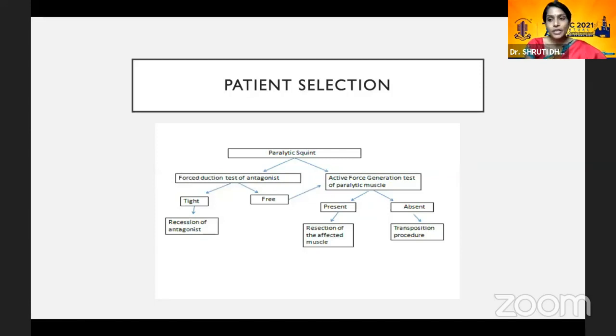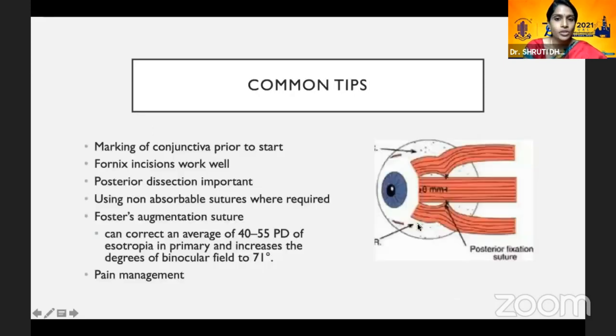So selection of patients is very important. When we have a squint, it's important to do an FDT and an FGT. When we do an FDT, if it's tight, we should always add a recession of the antagonist. If it is free, then an FGT. If the FGT is present, then we do a resection or plication of the affected muscle. If it's absent, we can definitely plan for the transposition surgeries.